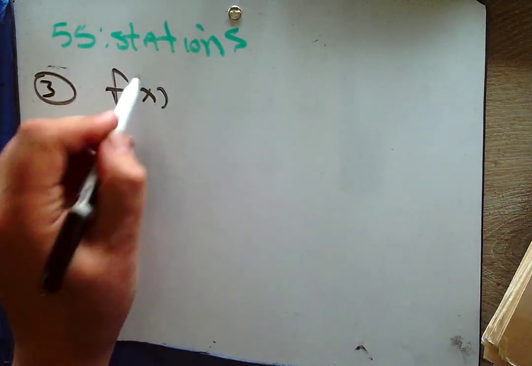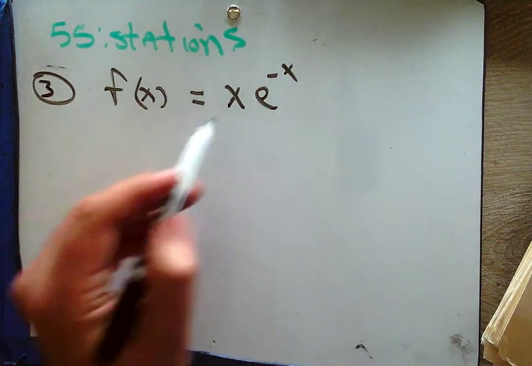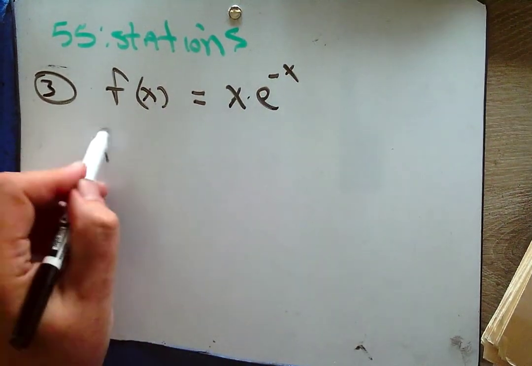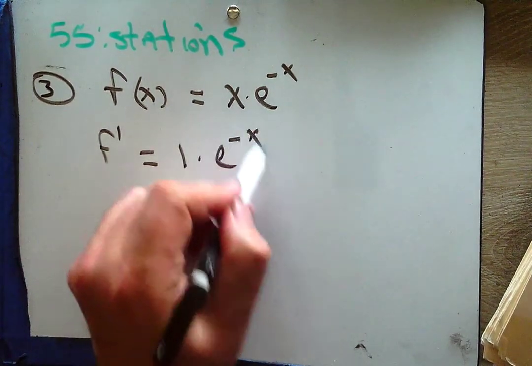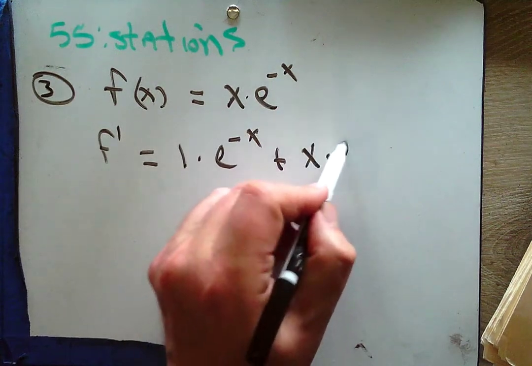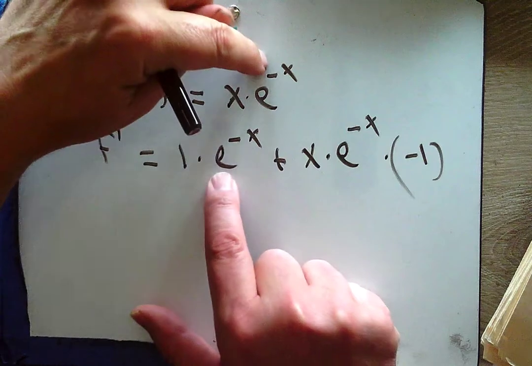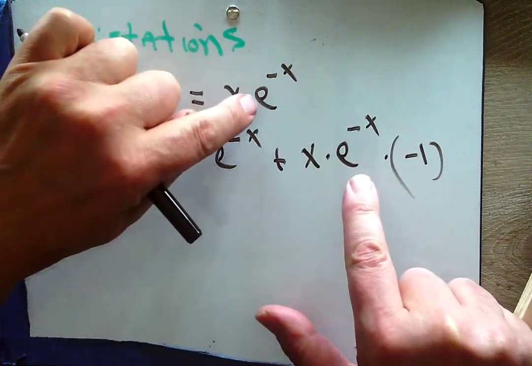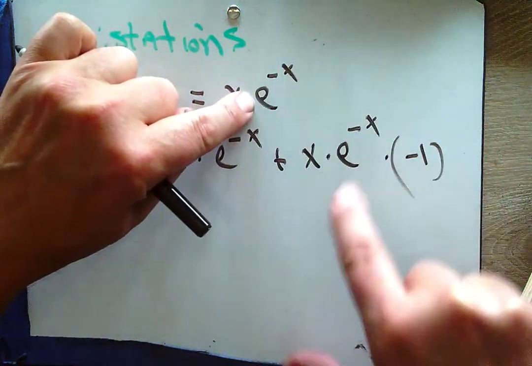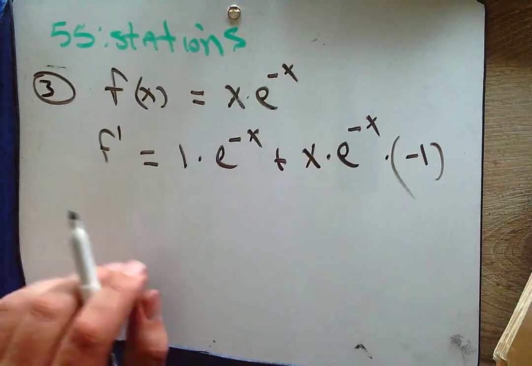All right, f of x equals x e to the minus x. So it's a product rule. F prime equals 1 times e to the minus x plus x times e to the minus x times negative 1. So again, that was this times the derivative of this plus this times the derivative of this. The derivative of e to the is e to the. Don't forget to take the derivative of the inside function. So that was station 1.